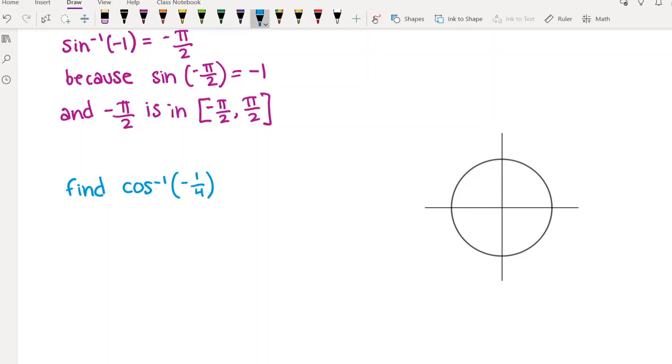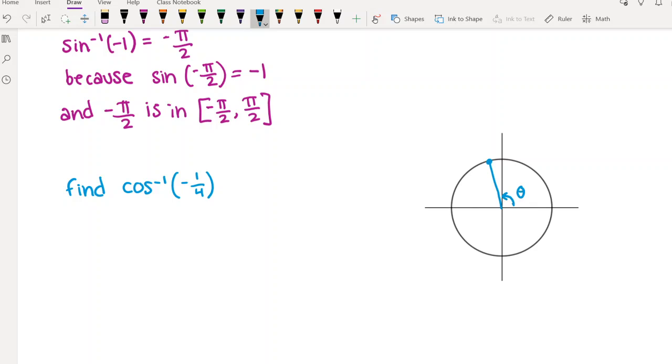It is, right? So we want to be looking in this part of the unit circle. If we want cosine to be -1/4, that means we want an x coordinate of -1/4. So I'm just going to estimate here. If this is -1, this would be -1/2. So -1/4 should be somewhere like here. A point right there on the unit circle is going to have an x coordinate of -1/4.